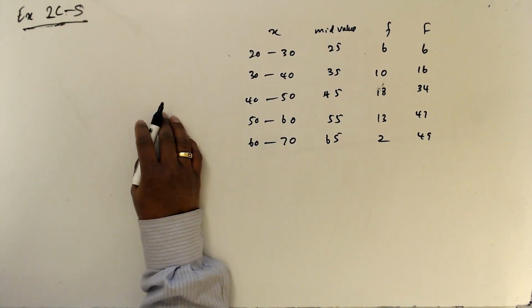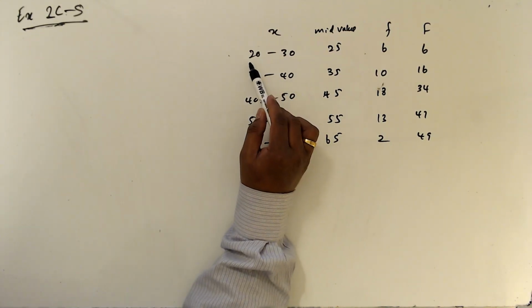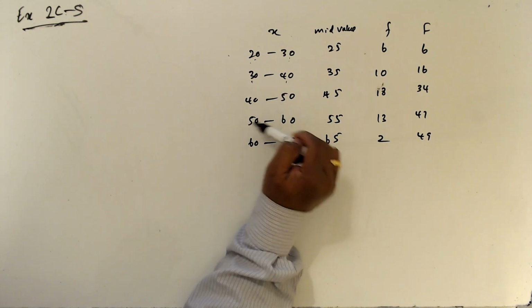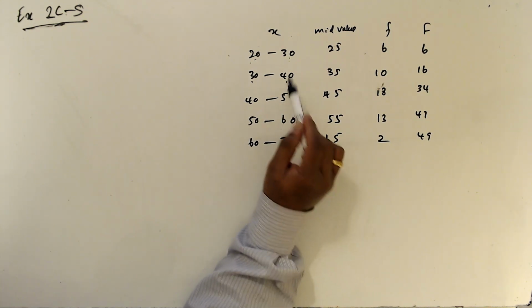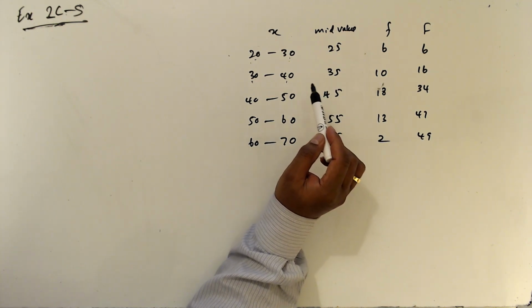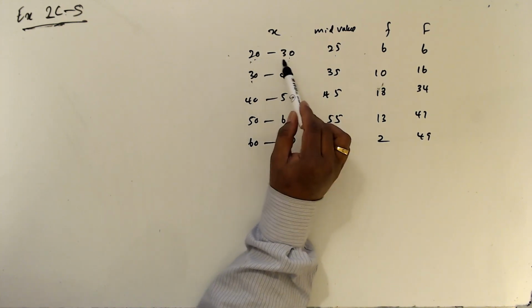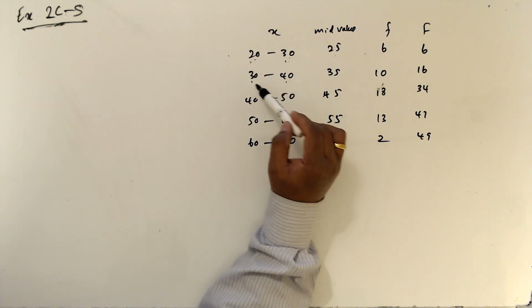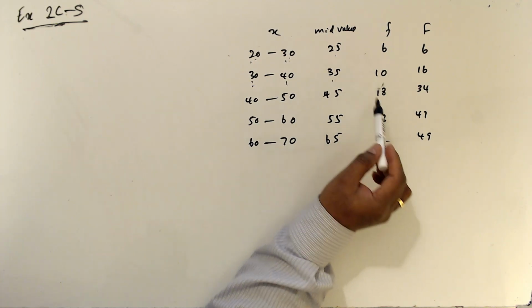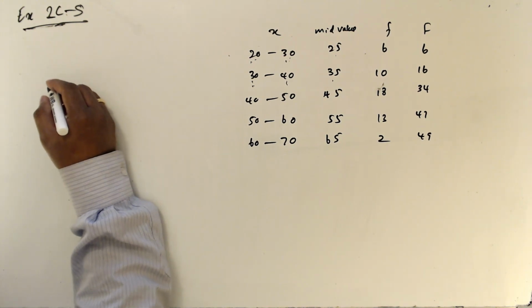And question number 5. When I first look at the intervals 20 to 30, 30 to 40, there is a continuous interval. Interval is good, and then the mid value I found: 20 plus 30 divided by 2 is 25, plus 40 divided by 2 is 35. Likewise, this is the frequency, this is the cumulative one. The first question is to find the estimate mean wait time.